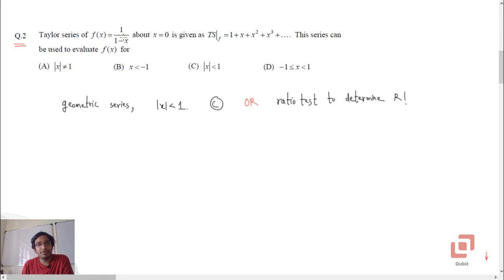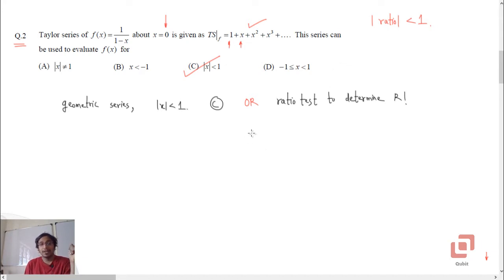The Taylor series of f of x, which is 1 upon 1 minus x, about x equal to 0, is given as 1 plus x plus x squared plus x cubed and so on. This series can be used to evaluate f of x for. Now all of us know that this is a geometric series, and a convergent geometric series has the sum 1 upon 1 minus x, provided the first term is 1 and the common ratio is x. And what is the requirement? The absolute value of the common ratio has to be less than 1. So what is the correct option? C. Mod x less than 1, only then the series converges, otherwise it is going to diverge.